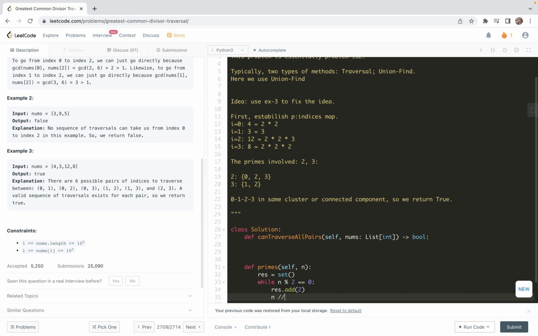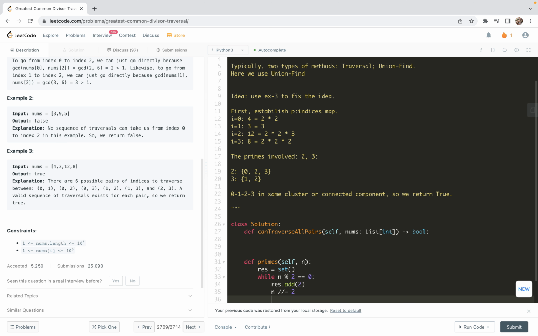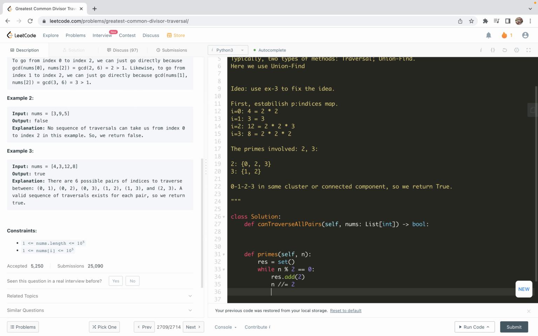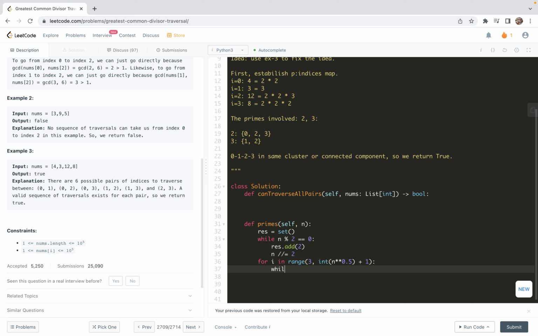So as we mentioned, we are going to implement a utility function. Given a number, we are going to find its prime decomposition, right? This is actually a very standard task. Here we can either find all the prime factors like 2, 2, 3, or we can just find 2 and 3. In this problem, we just need to use a set. We don't count the occurrences of the prime numbers. So we have a result, right?